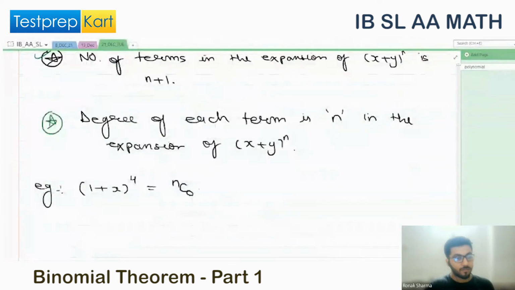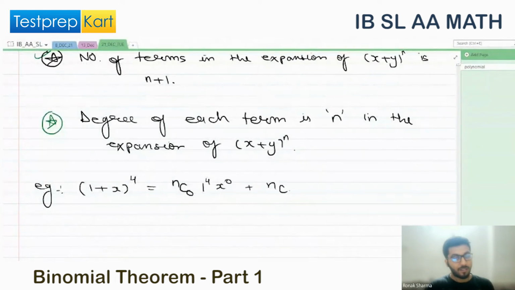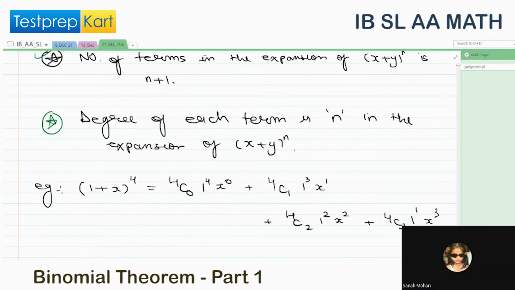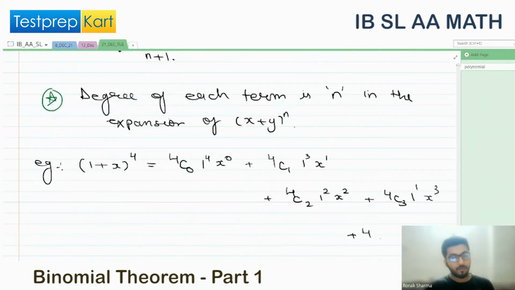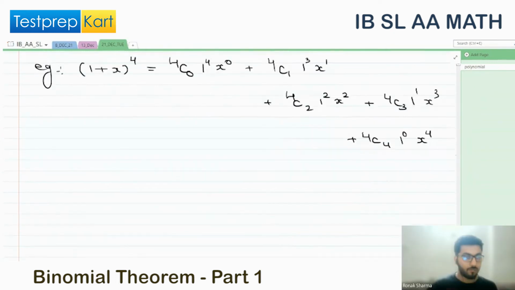So here it will be nC0, then 1 power 4 x power 0, then nC1 1 power 3 x power 1, then nC2, n is 4 here, so let me write 4C2 1 square x square, right? Then 4C3 1 power 1 x cube, and the last term will be 4C4 1 power 0 x power 4. Yes or no? Now let us simplify it.